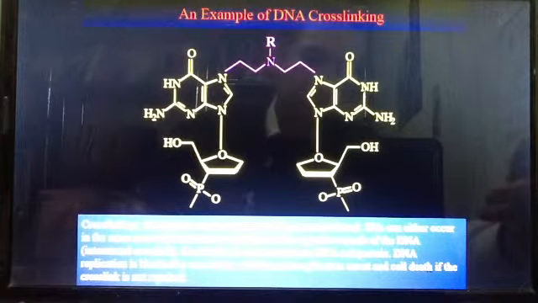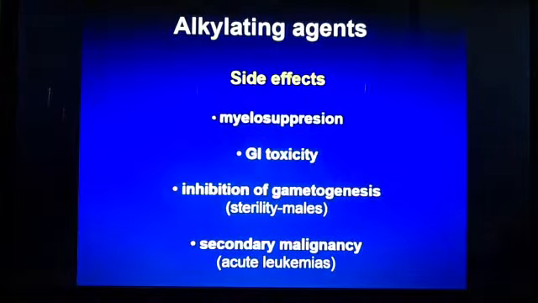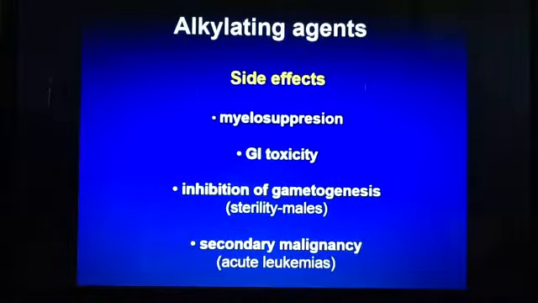Okay, so moving on. So the alkylating agents, what are the side effects? Myelosuppression, GI toxicity. We see this in most of the cancer drugs. Inhibition of gametogenesis, sterility in males, and the secondary malignancy such as acute leukemias.